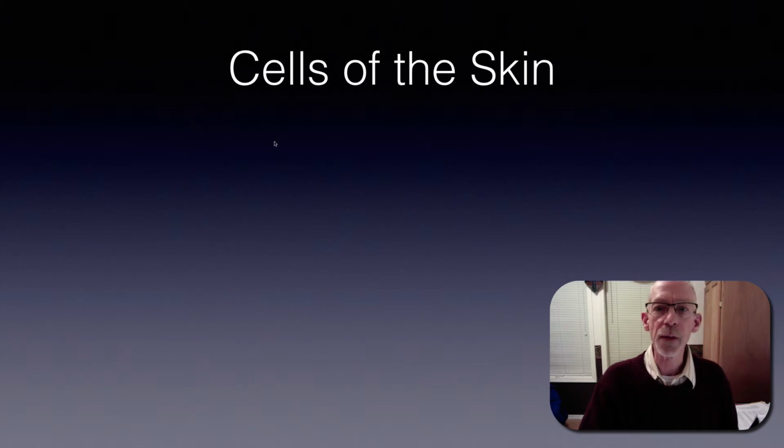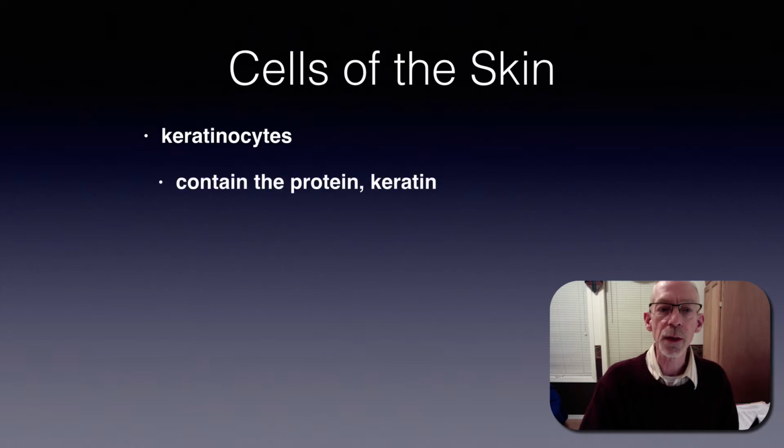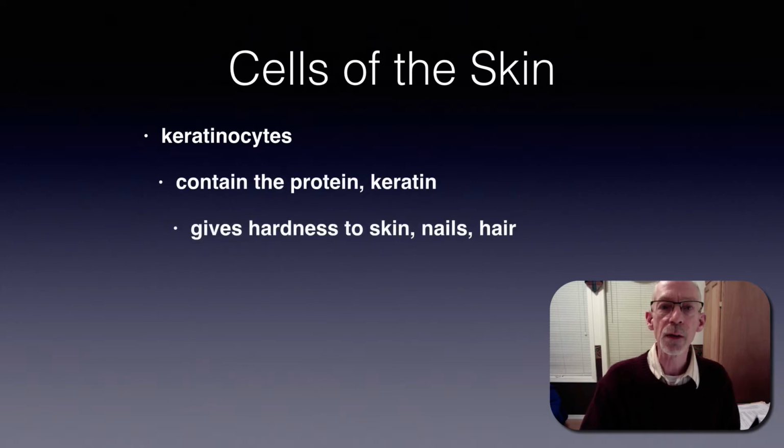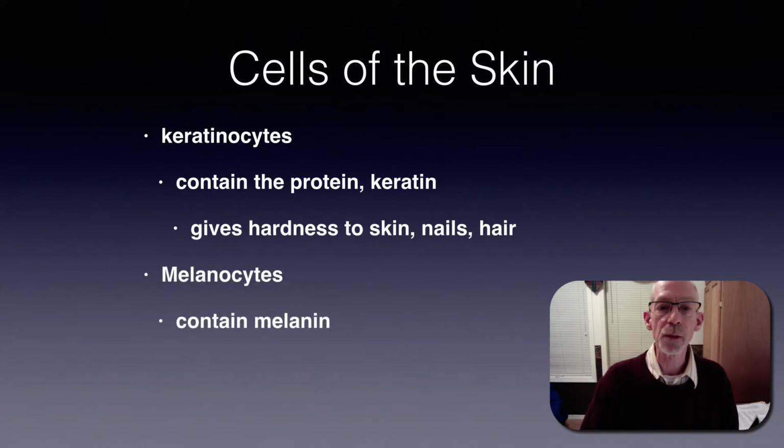Let's first look at the cells of the skin. The keratinocytes are cells that contain the protein keratin. This is a tough protein that gives hardness to skin, but it's also found in nails and in hair. Melanocytes are cells that contain the pigment melanin. This is the pigment that gives your skin a darker color.